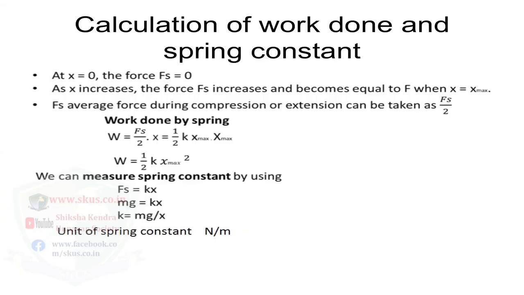We can also measure the value of the spring constant by using a spring mass system, in which a mass is attached to a spring. In this case, the weight of the mass acting downwards due to gravity is mg, and the spring is stretched to the maximum, that is x. Therefore, Fs is equal to the gravitational force, which means mg is equal to kx and k is equal to mg by x. In this way, we can measure the spring constant of a spring. Its unit is Newton per meter.